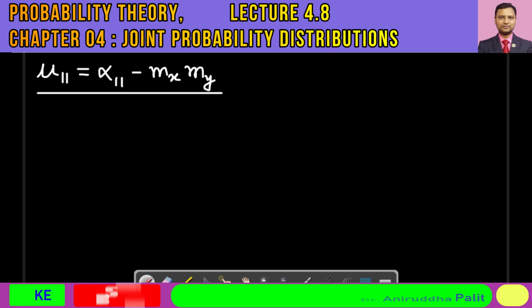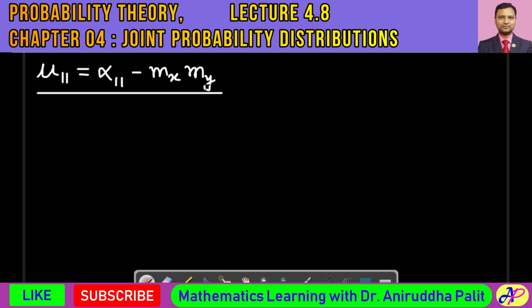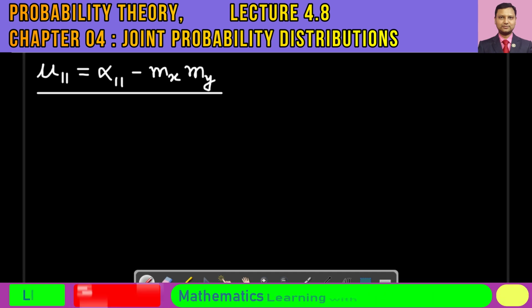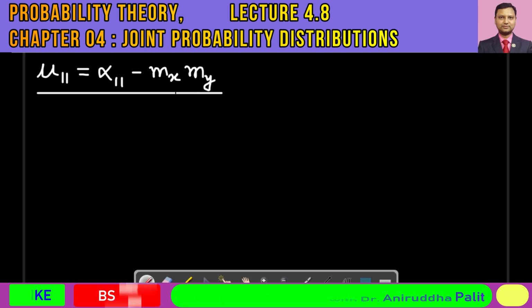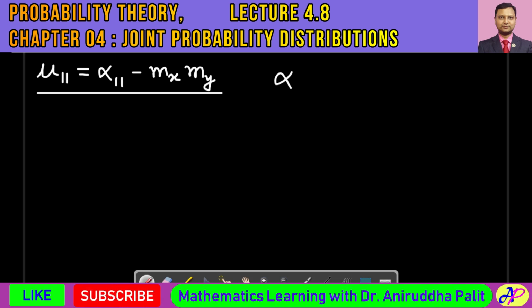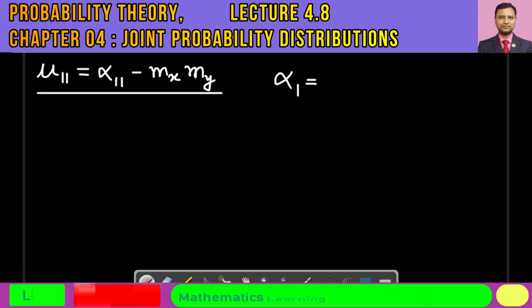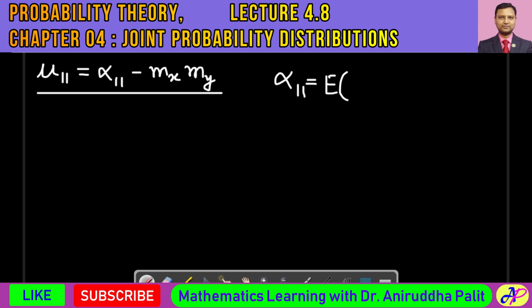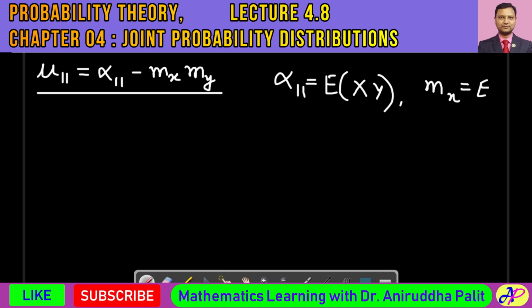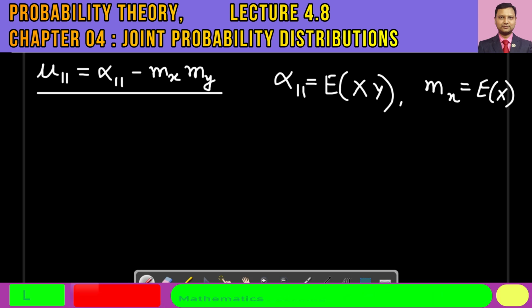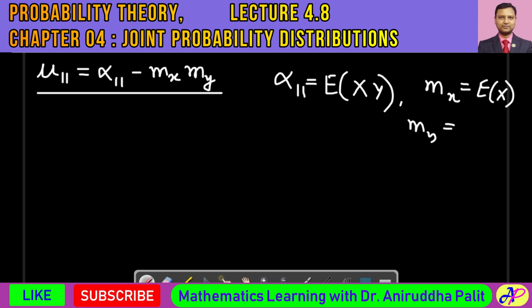Next, the third result that we shall discuss over here is this relation. That means the covariance between x and y, or this mu11, is equal to alpha 11 minus mx into my. What is alpha 11? Alpha 11 is actually the raw moment. Alpha 11 is equal to this expectation of x and y, and we know what mx is. mx is the mean of x, that is equal to expectation of x. Similarly, my is the mean of y, that is equal to expectation of y.